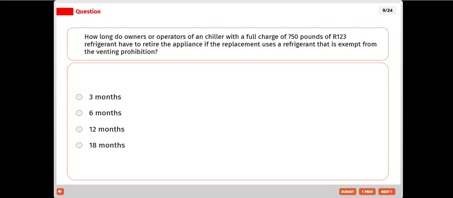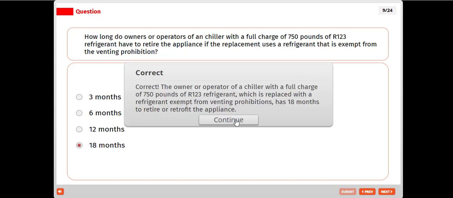How long do the owner or operator of a chiller with a full charge of 750 pounds of R123 refrigerant have to retire the appliance if the replacement uses a refrigerant that is exempt from the venting prohibition? Okay, to retire the appliance, 18 months, I think.